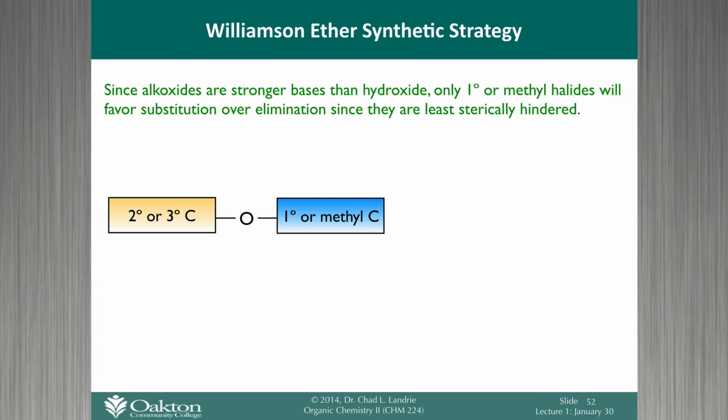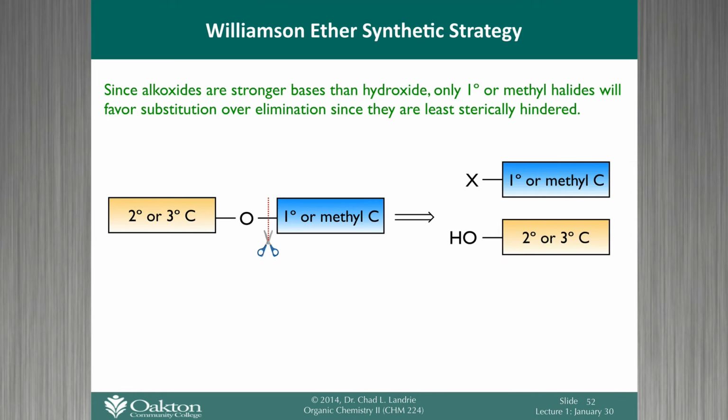Remember that in a Williamson ether synthesis, your nucleophile, the alcohol that's going to act as a nucleophile, can be primary, secondary, or tertiary. But your electrophile, the carbon that has the leaving group, must be primary. And the reason is elimination is always a possible competing reaction. So if I have a secondary or tertiary alcohol, that's fine, but my carbon with the leaving group must be primary.